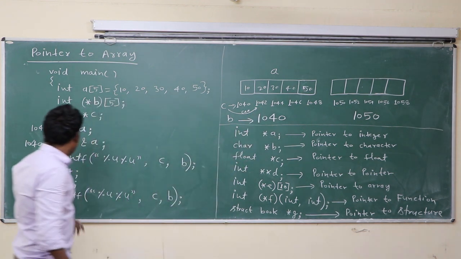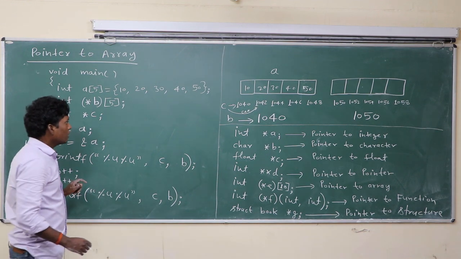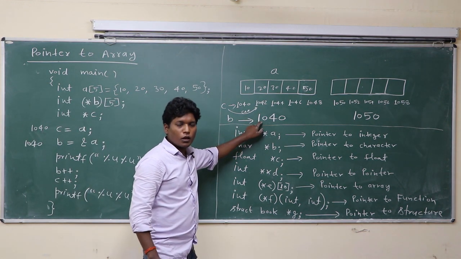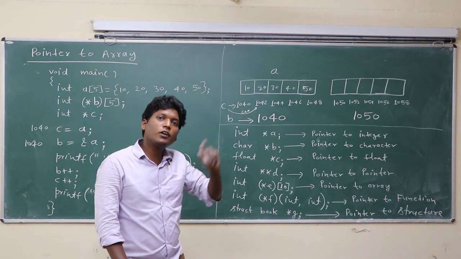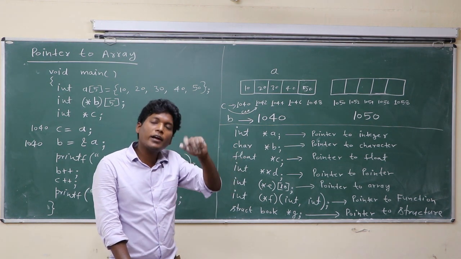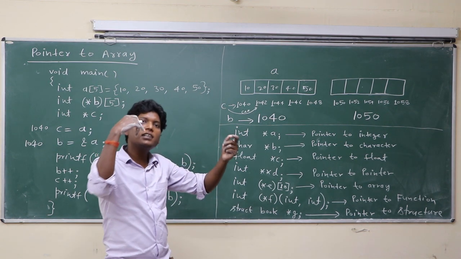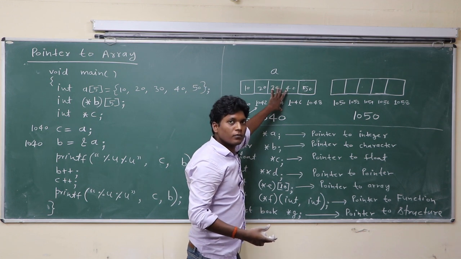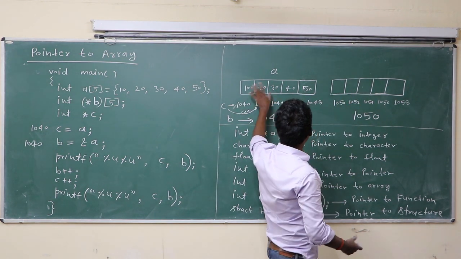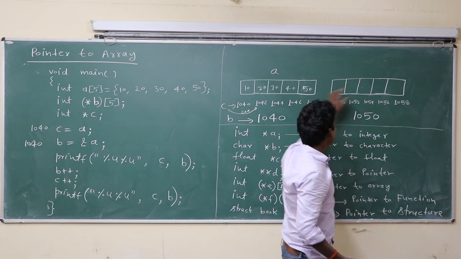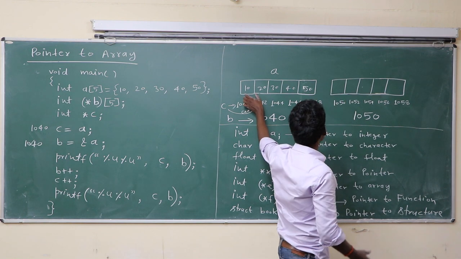Okay class? Now what will happen in the case of B? Here is B++ and B has this. B is a pointer to an array, so when you increment a pointer to an array, it shows the next array of the same type. This is the next array of the same type. There are 5 blocks, and each block size is 2 bytes because of integer.